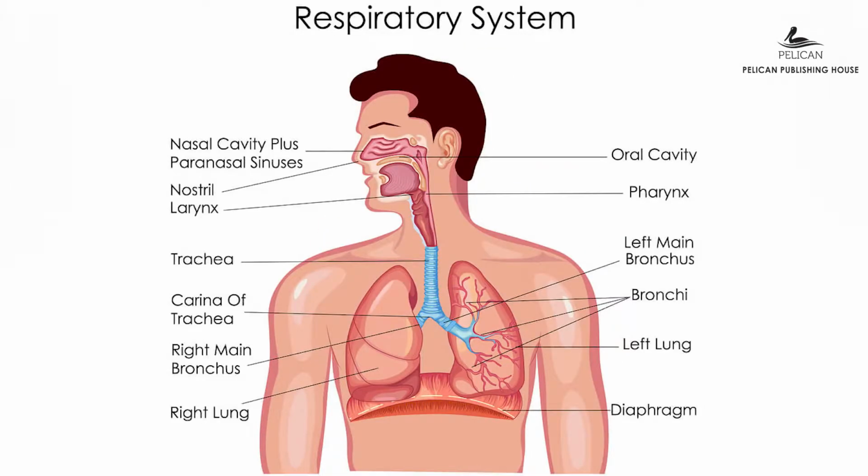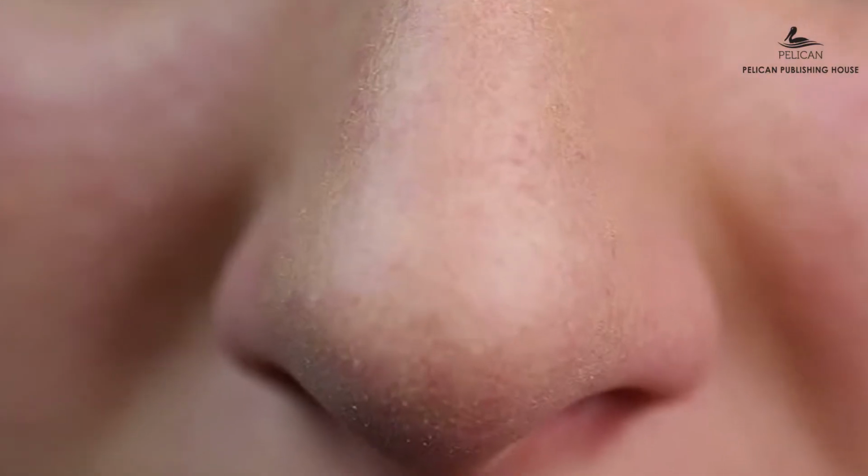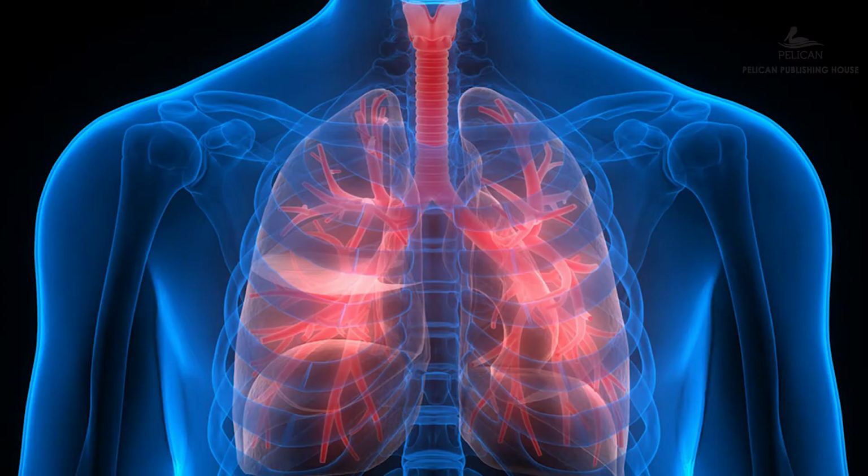We breathe to live. Through breathing, exchange of gases takes place. We take in oxygen and give out carbon dioxide from our body. The organs we use during breathing are together known as the respiratory system. It includes the nose, the windpipe, and the lungs. Now, why is oxygen so important?